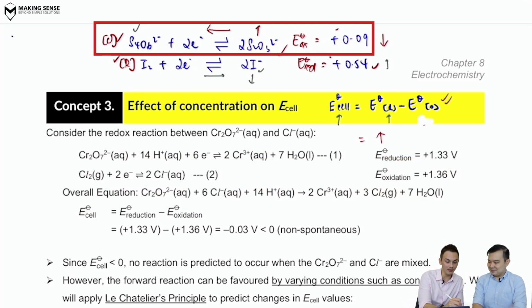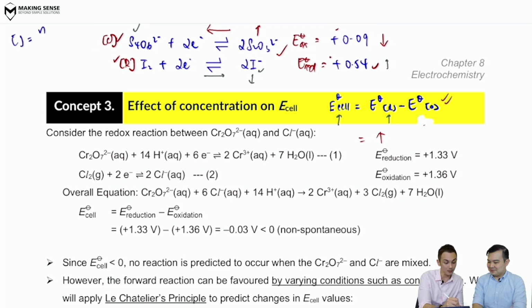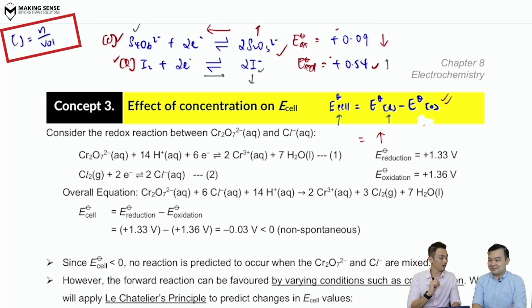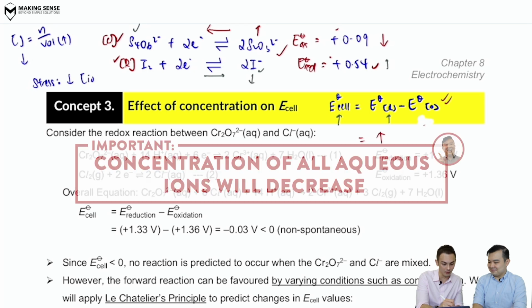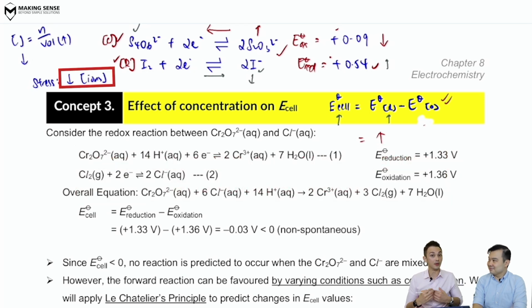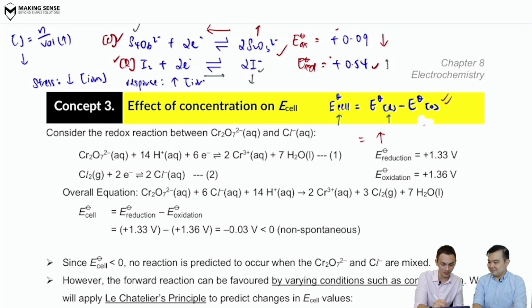Concentration is always defined as the number of moles divided by the volume. So now that we have increased the volume by adding water, the end result is you are decreasing the concentration. Concentration of who? The answer is the concentration of the ions, every one of the aqueous species. So the stress that we have done is we have decreased the concentration of the ions. Therefore, the response, according to Le Chatelier's, will be the exact opposite. You will now try to increase the concentration of the ions.